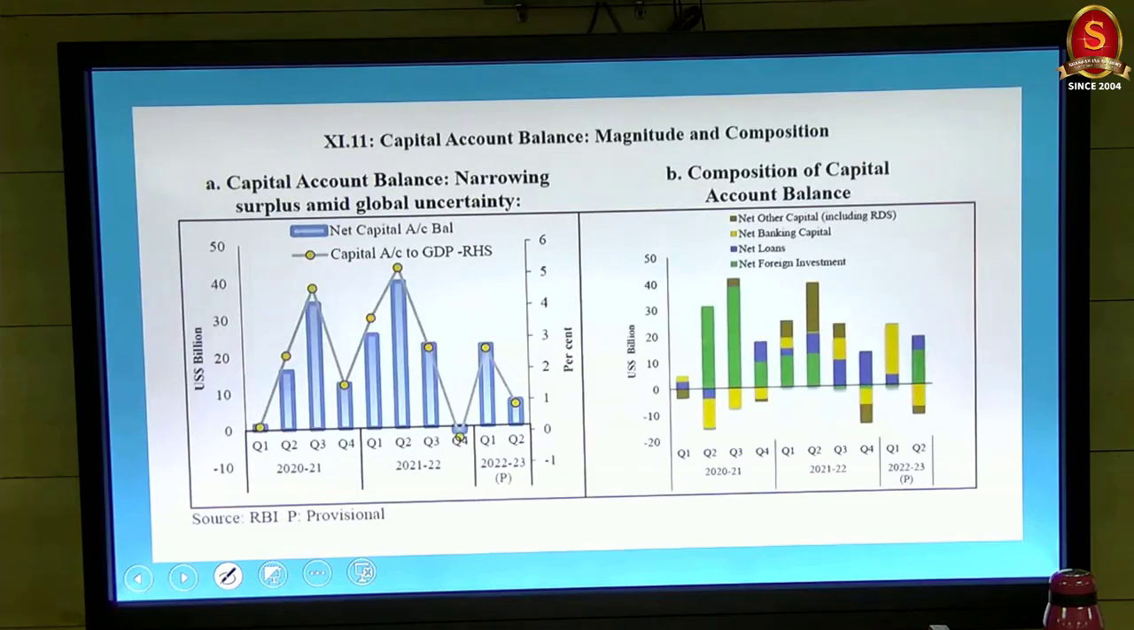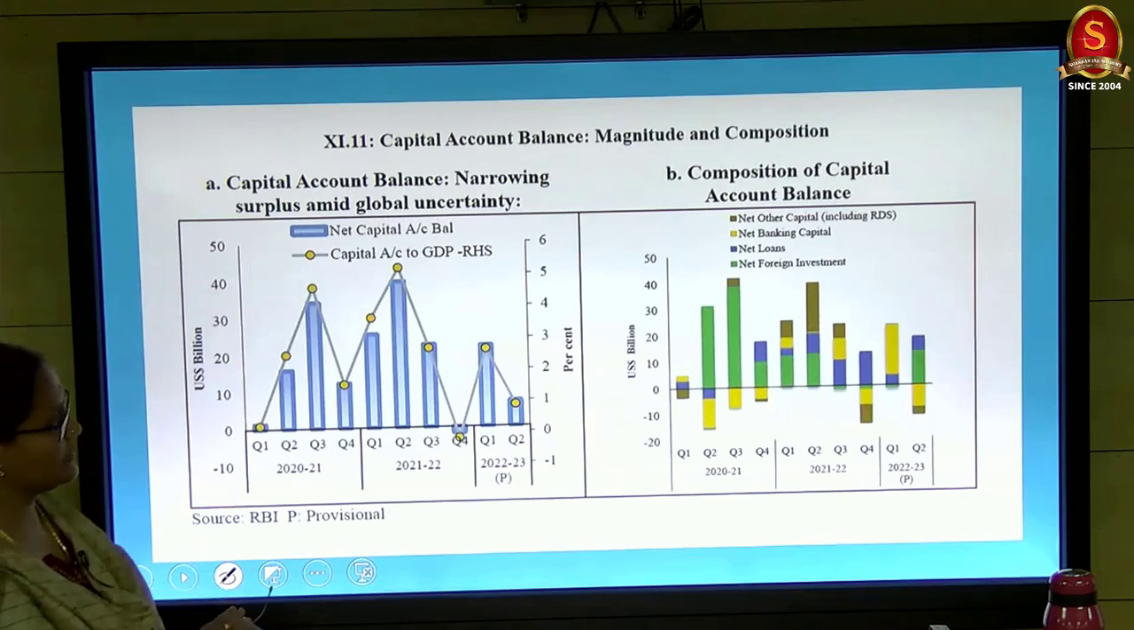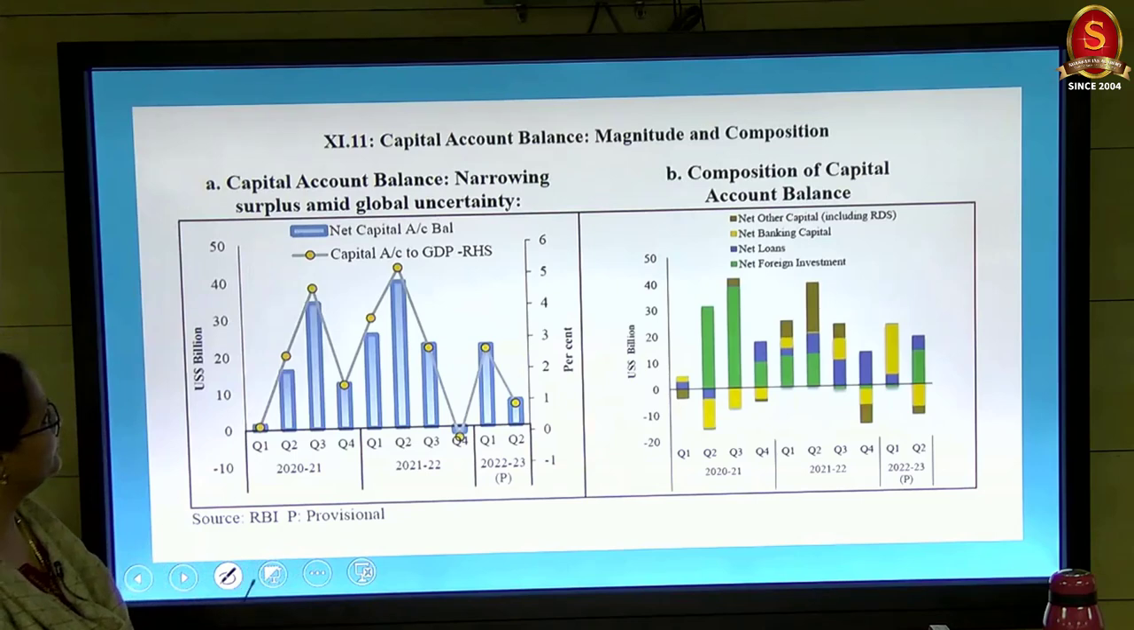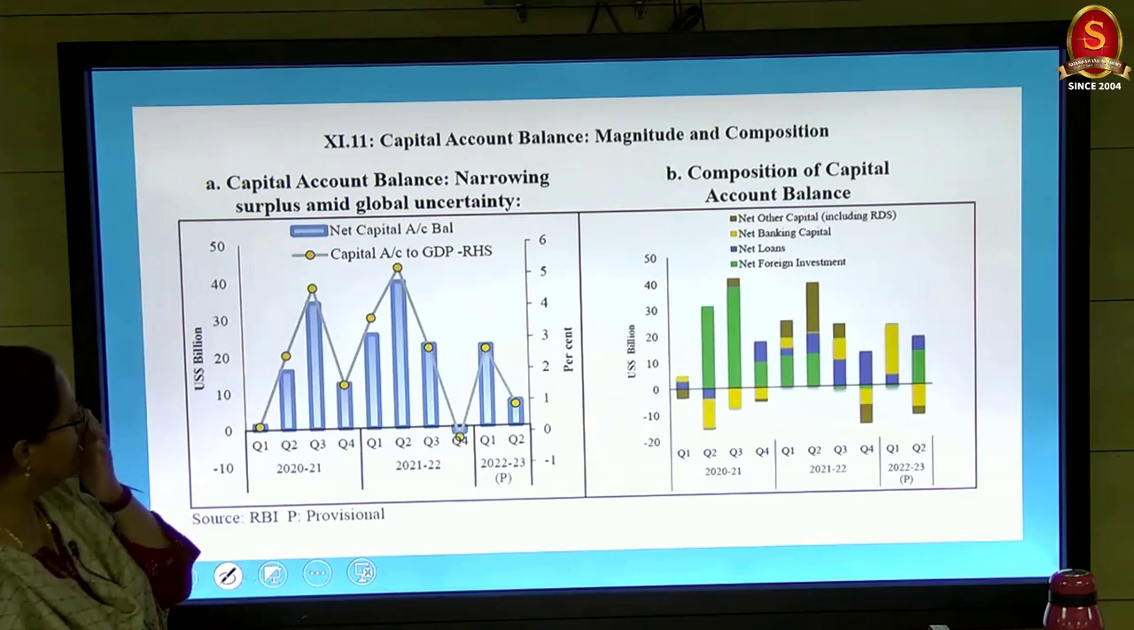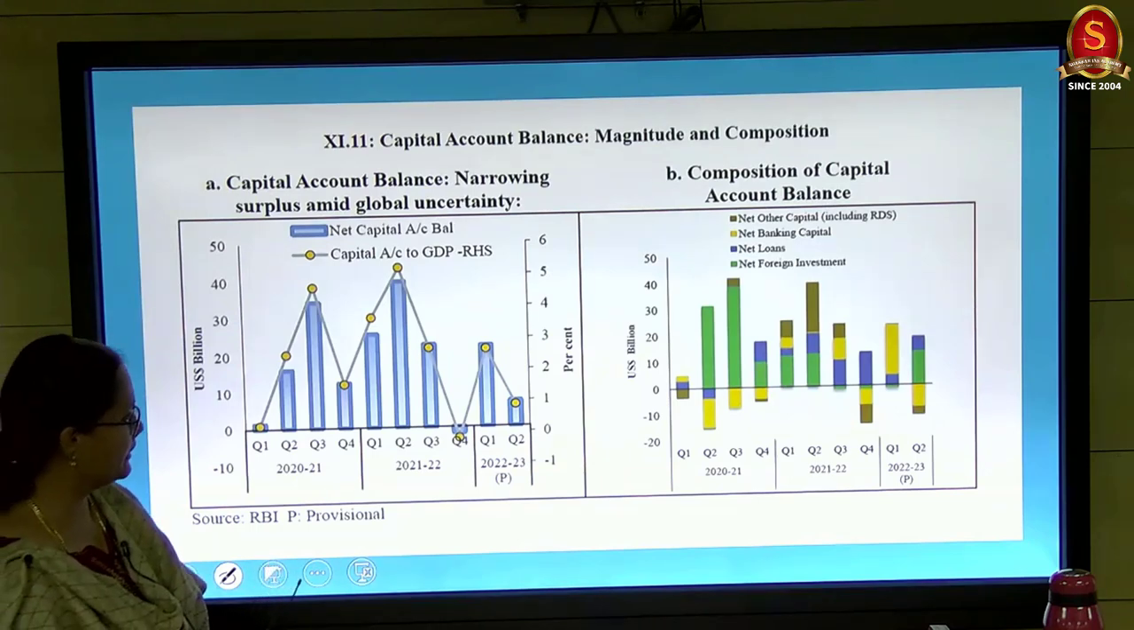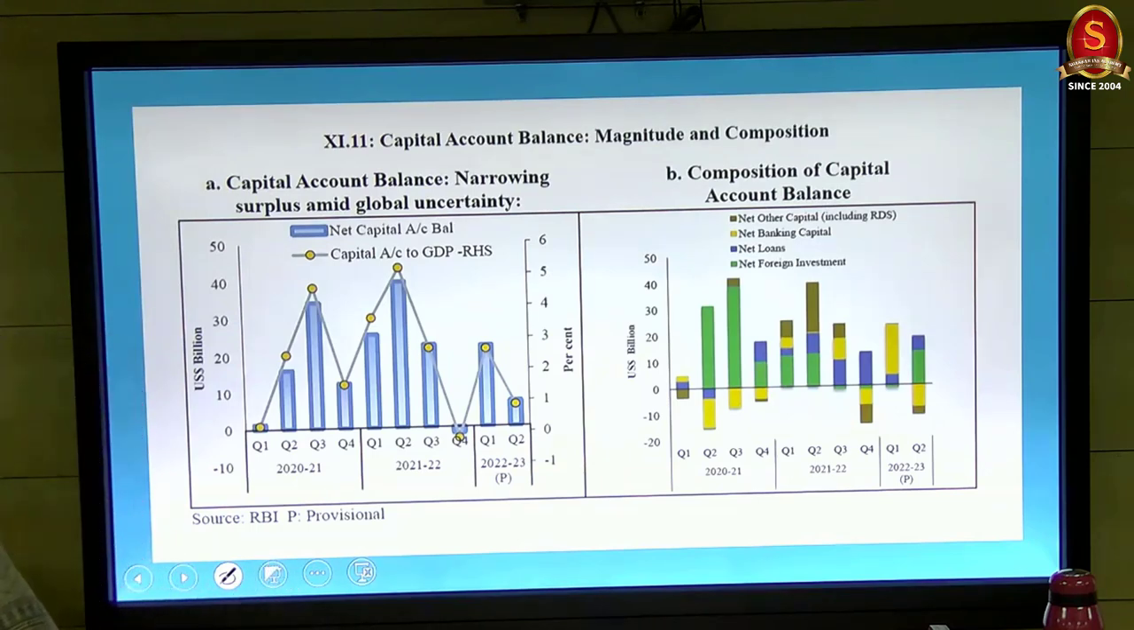Coming to the second account, we finished seeing the current account balance. Now we are looking at the capital account balance. Capital account surplus is narrowing amid global uncertainty. What are the items under capital account? Can somebody list them down? FDI, FII, loan. Loan from where?